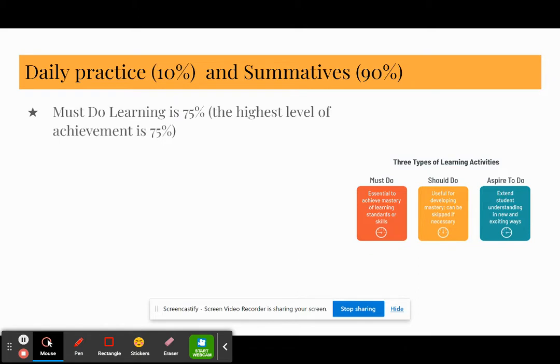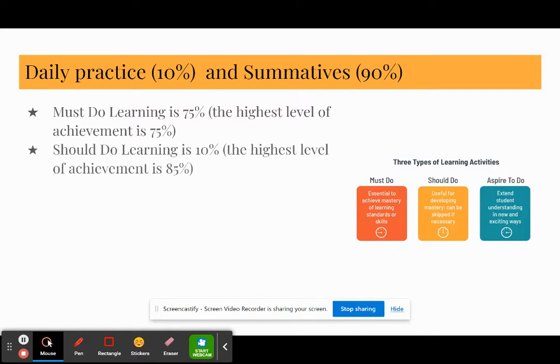So you must, then also you can choose within there how you want to achieve. If you do just the must do's, and this is 75%, this is basic information, scratching the surface, basic learning, you can get up to a 75%. This is on your daily practice and your summative. If you do the should do, which is a little bit more application, you can get up to a B or an 85%.